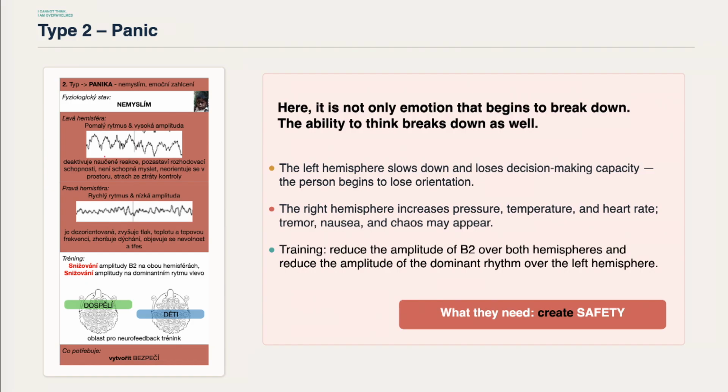The second type is panic. Its inner message is, I cannot think. This is a state of emotional overwhelm. It is important to remember that in this type, not only does the emotional system begin to fall apart, but the capacity for thinking also deteriorates.